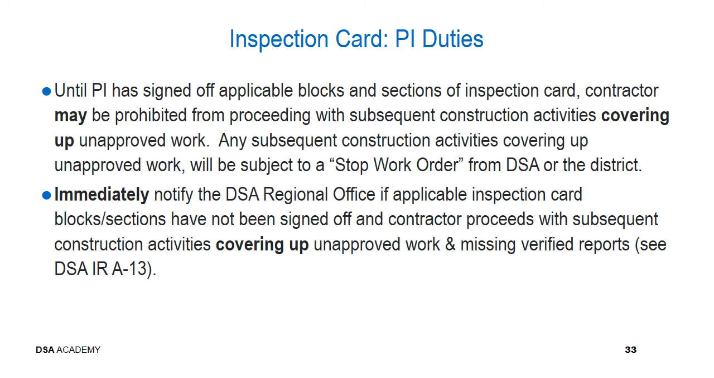Immediately notify the DSA regional office that's associated with that project if applicable inspection card blocks or sections have not been signed off and yet the contractor is proceeding with covering up that unapproved work. And if you also have missing verified reports as well, you can contact the field engineer or the regional office accordingly. IRA 13 has further information related to stop work orders and orders to comply.